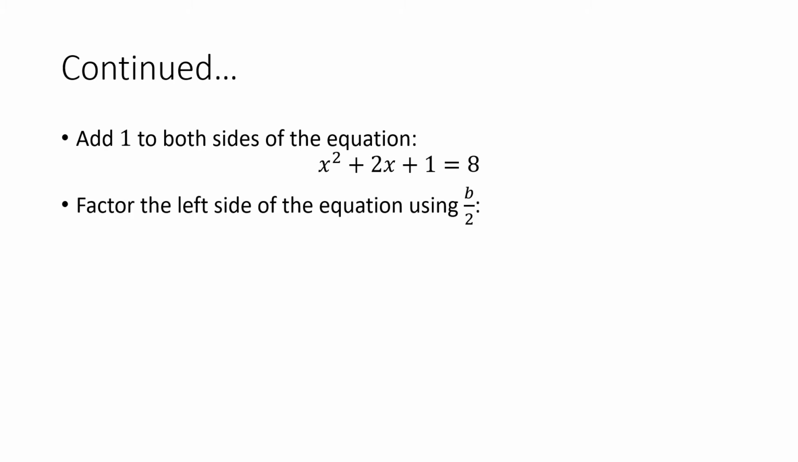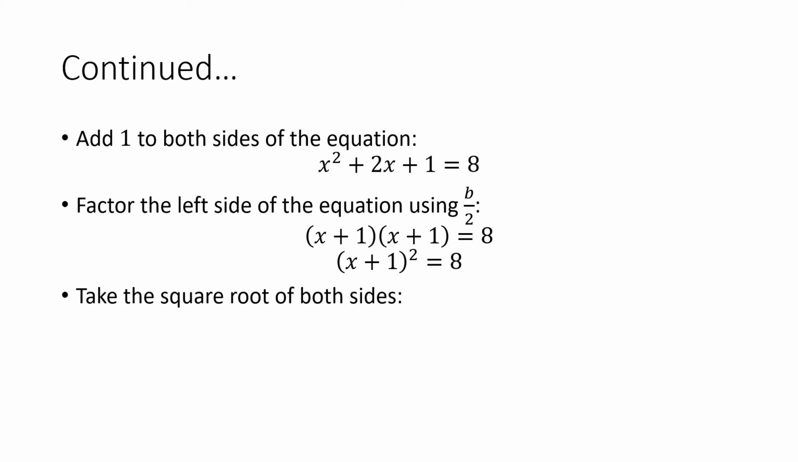Before I do that, I know that 1 times 1 is 1, 1 plus 1 is 2, so it's x plus 1 times x plus 1, which is equal to 8. Also, x plus 1 quantity squared is equal to 8, but also we calculated the b divided by 2 value, so we didn't really have to use that, and you'll see when this will actually come in handy.